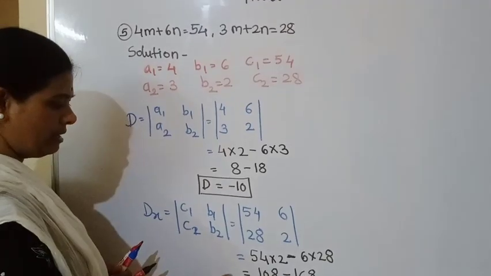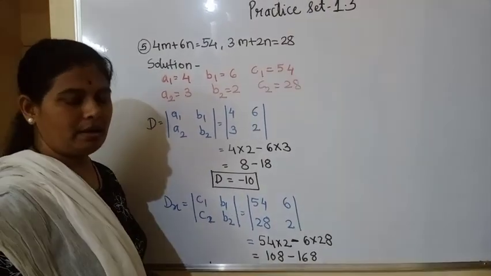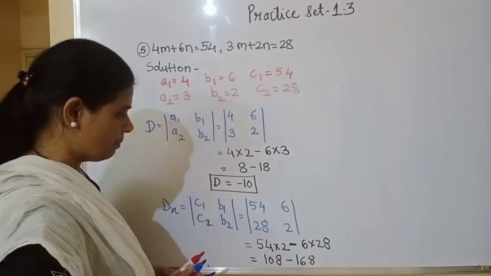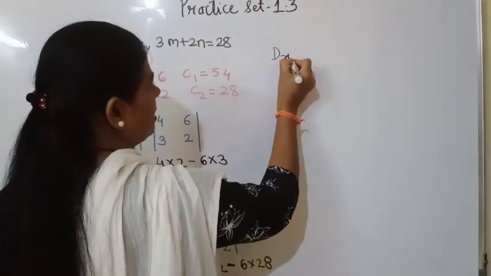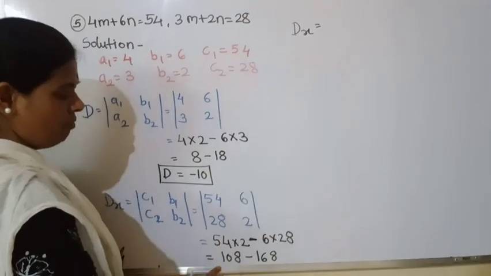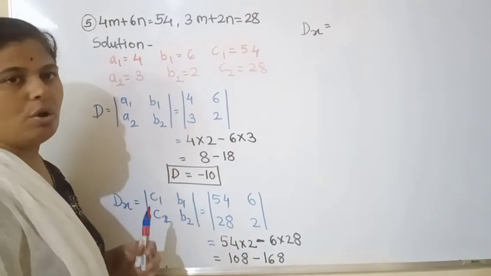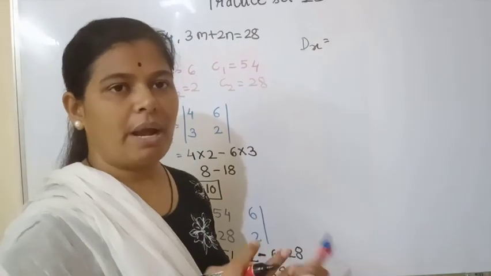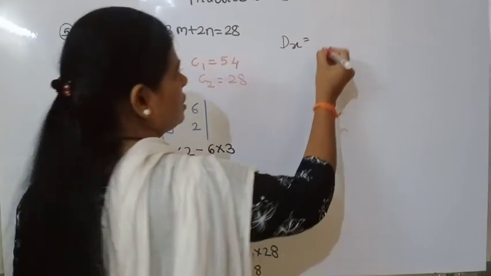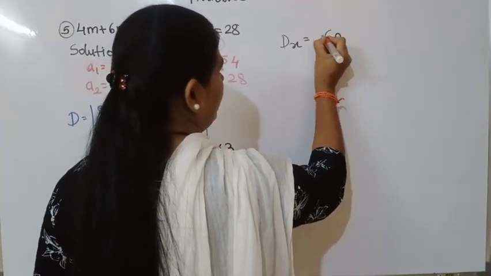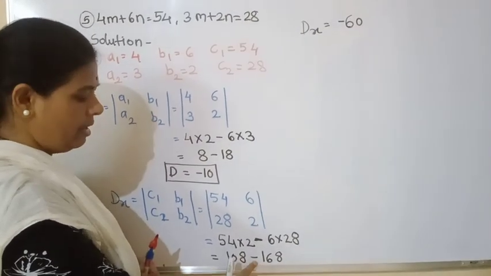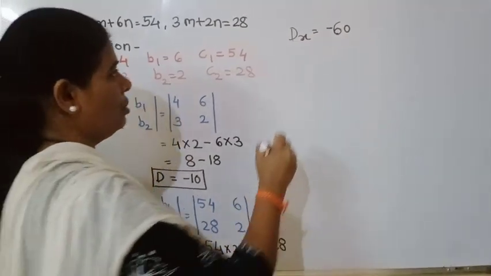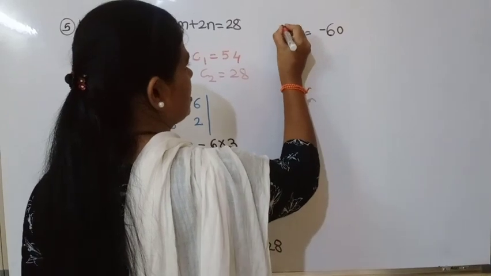So dx equal to 108 minus 168. After subtracting, you will get the value of dx. So you have to subtract 168 minus 108. So the answer will be 60 with a negative sign. Because here 168 is the greater number, and what sign does it have? Minus. So dx equal to minus 60.